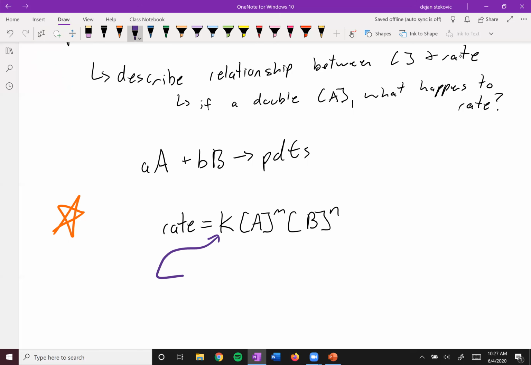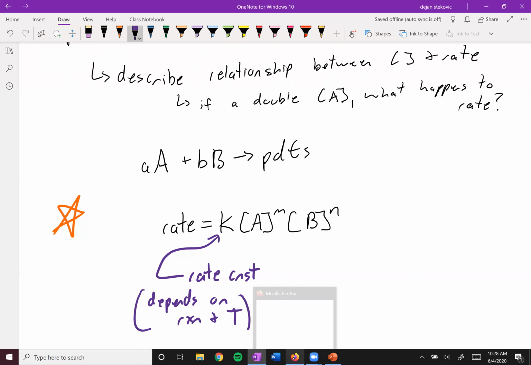And so let's take a look at the different components. So the rate is obviously how fast your reaction is going. k is what's known as the rate constant. The rate constant depends on which reaction you're talking about, as well as the temperature. So different reactions will have different rate constants, and reactions at different temperatures will also have different rate constants. Concentration of A and B is pretty self-explanatory, right? That's the concentration of A and B, your reactants.